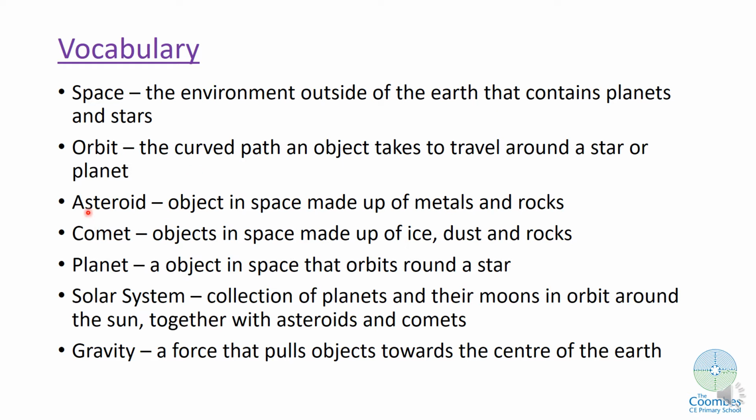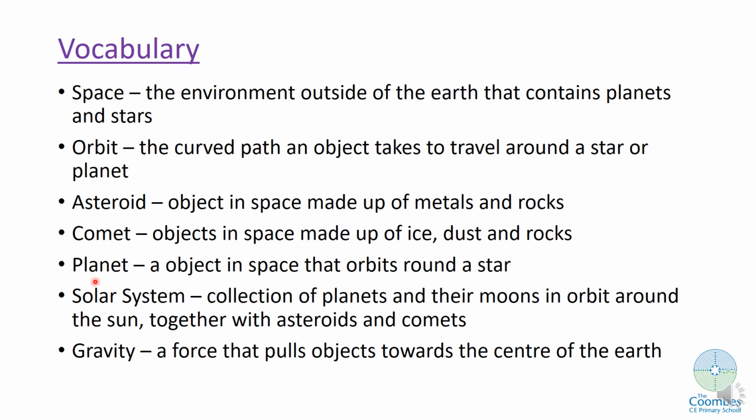Then we've got the word asteroid, and that is an object in space that is made up of metals and rocks. And comet is very similar to an asteroid, except that it's an object in space made up of ice, dust, and rocks. So asteroids are made up of metals and rocks, and comets are made up of ice, dust, and rocks.